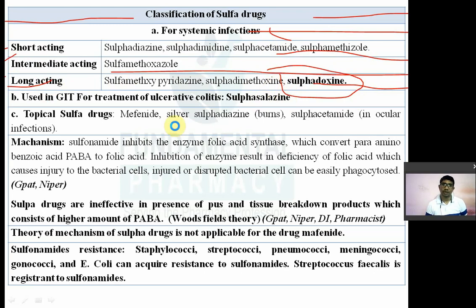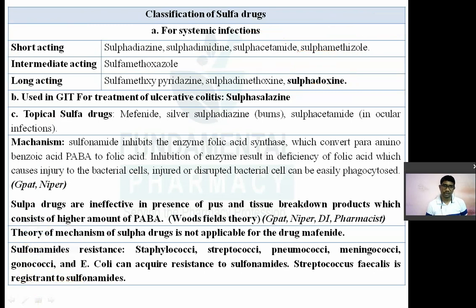Sulfadoxine is there, then sulfamethoxypyridazine, then sulfadimethoxine. So these three drugs, remember, are long acting sulfa drugs. Sulfamethoxazole is an intermediate acting, and then sulfadiazine, sulfadimidine, and sulfacetamide are nothing but the short acting. क्वेश्चन इसके ऊपर आ चुका है. You have to remember the classification.